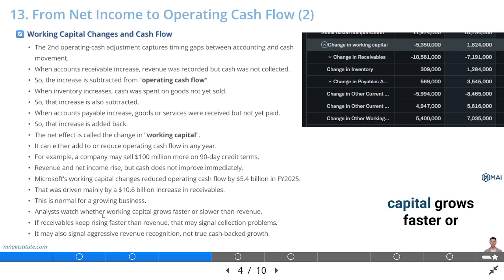Analysts monitor whether working capital grows faster or slower than revenue. If receivables consistently grow much faster than revenue, it can signal collection problems or aggressive revenue recognition rather than genuine growth in cash-backed sales.